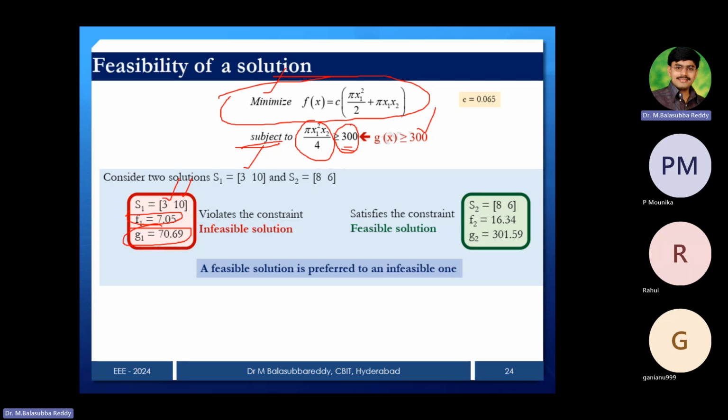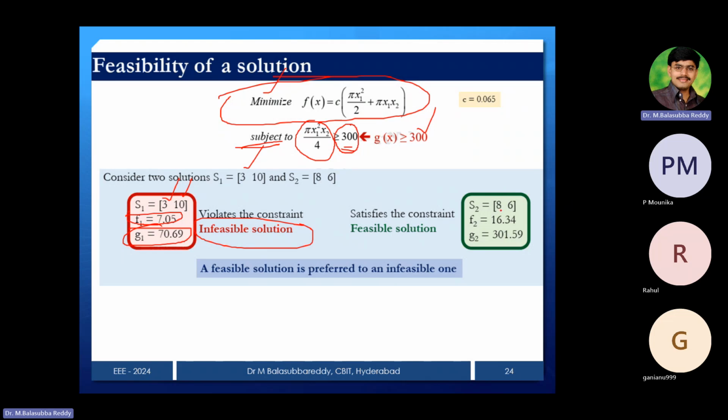That means I can say the value may be minimum, but the constraint fails. It violates the constraint. That is the reason I can call it an infeasible solution. Such kind of thing we cannot take into account.